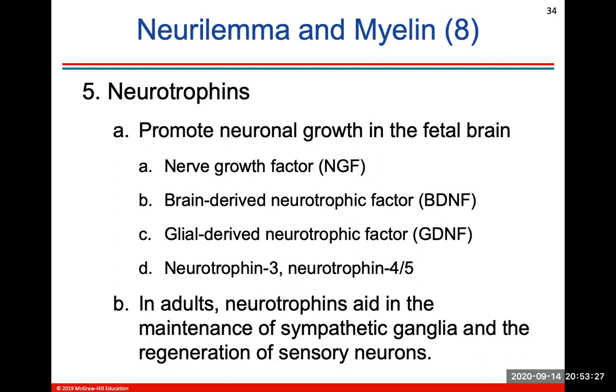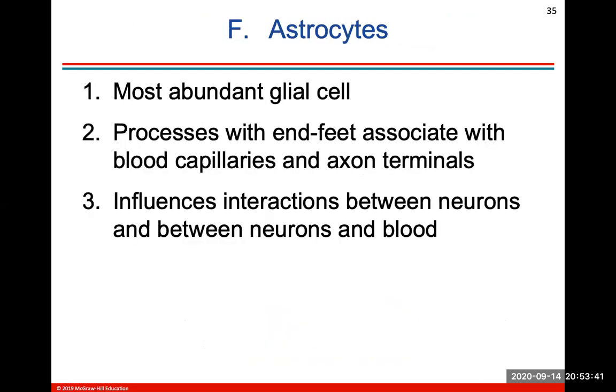Neurotrophins promote neuronal growth in the fetal brain, so this has to do with development. In adults, neurotrophins aid in the maintenance of sympathetic ganglia, which are clusters of cell bodies in the nervous system, and regeneration of sensory neurons.